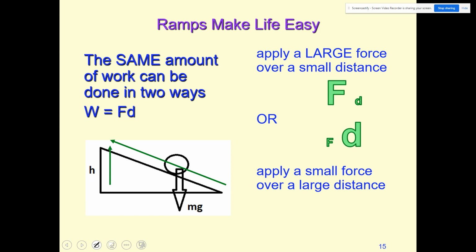It's a very simple machine. Let's take a look at some more sample problems. Remember, PE and work are the same. mgh is mad. And so either way that you look at this, you've done the same amount of work.